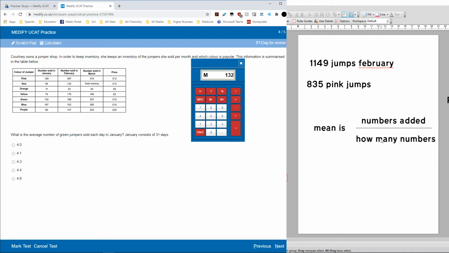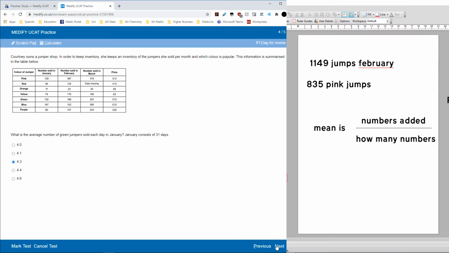Divide it by how many numbers there are. Okay, that's 31 days. So how many jumpers are sold each day? Divided by number of days, 4.25. We had to round that up to 4.3. And that should be us.